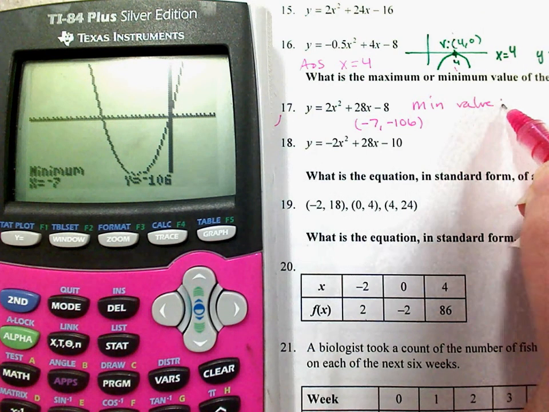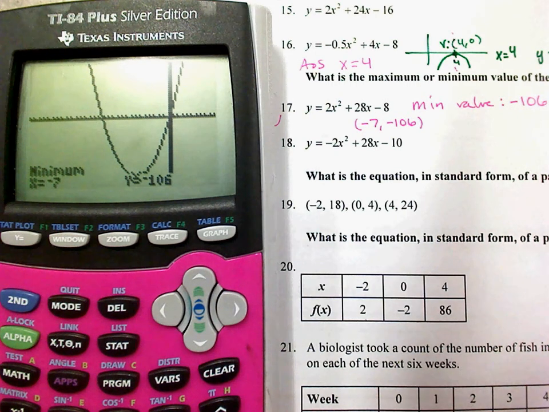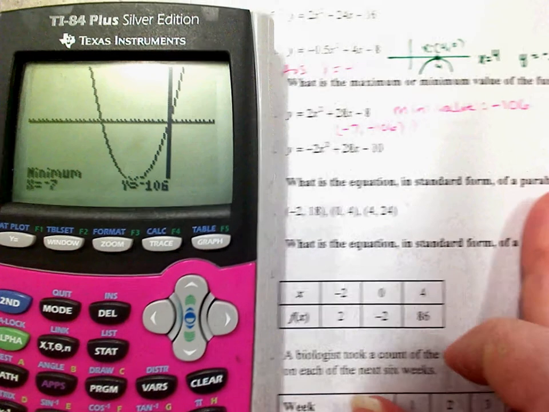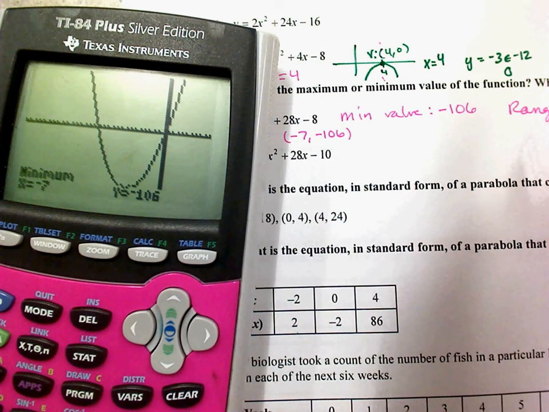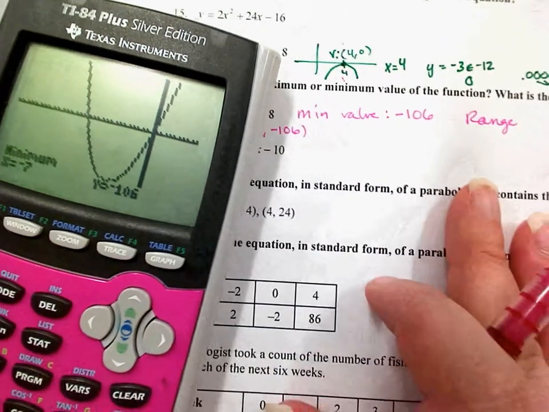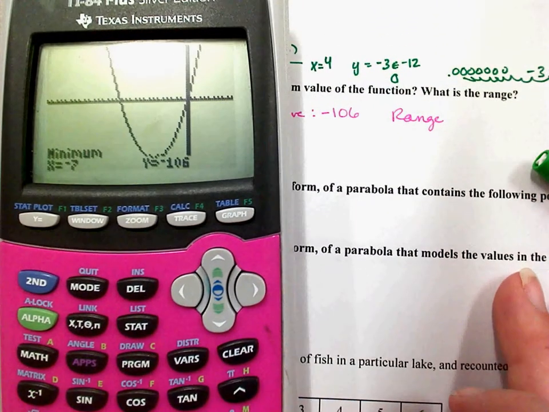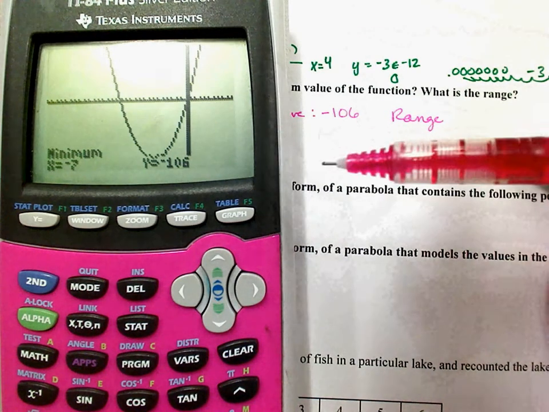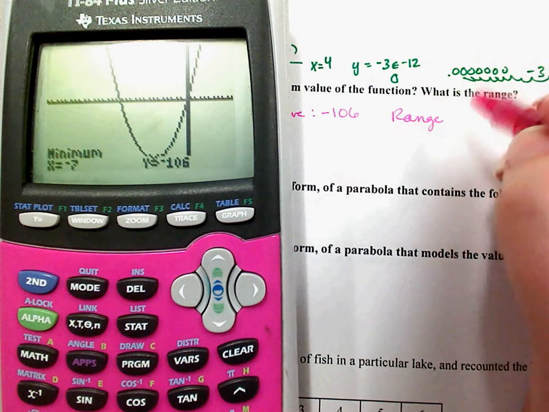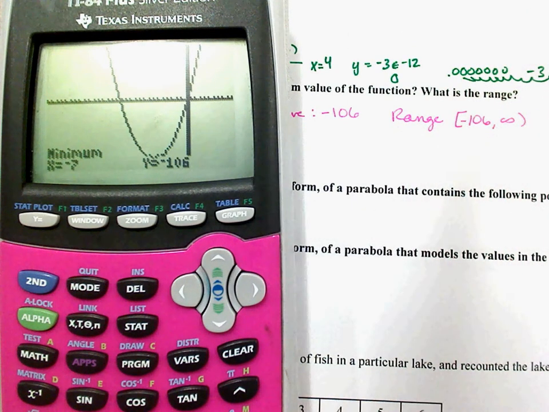What does it ask me when it says, what is the range? Well, remind me, what's the domain? Domain is x, and you guys are saying all real numbers because it goes left and right. Range is, if domain is left and right, then range is up and down. So what's the lowest it goes? Good. Negative 106 to positive infinity.